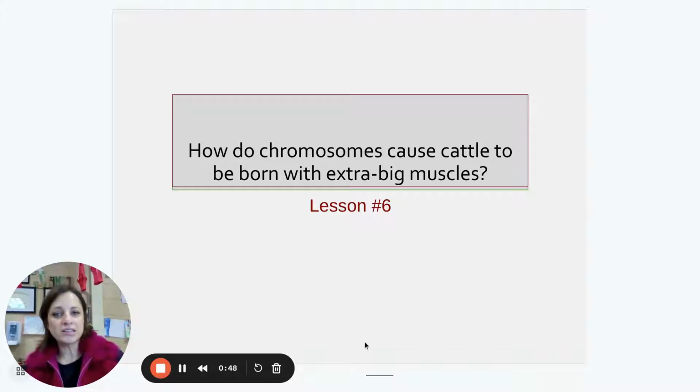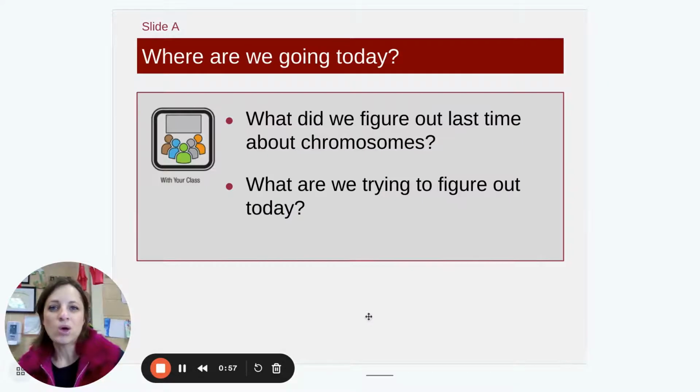All right, today's lesson, the question is, how do chromosomes cause cattle to be born with extra big muscles? What we're going to do today, first I want you to take a moment and talk to your neighbors. What did we figure out the last time about chromosomes? And what are we trying to figure out today? What did I just say?